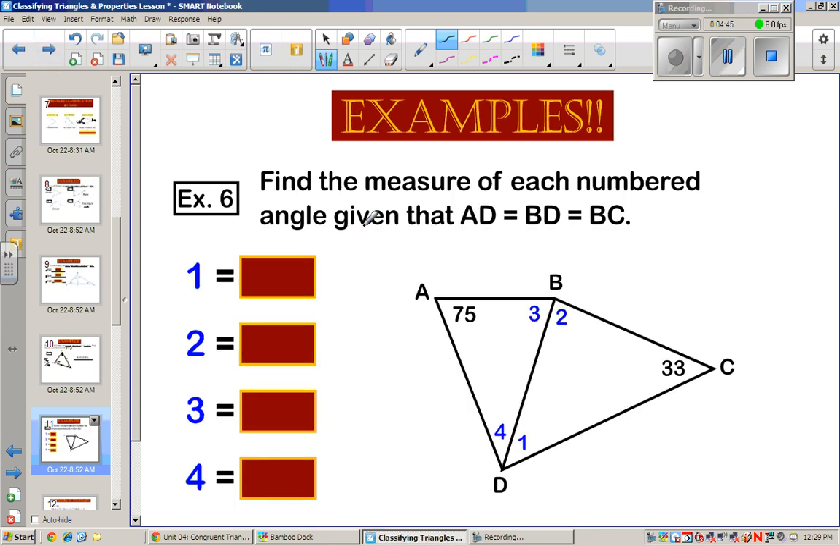Now take a second and try to find the measure of each angle in this situation.